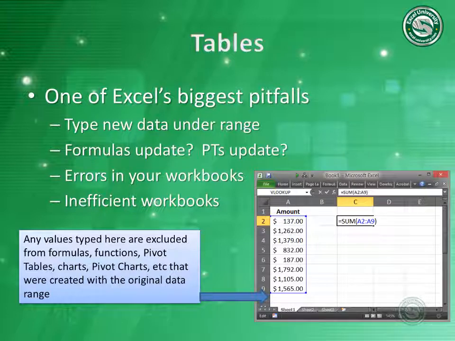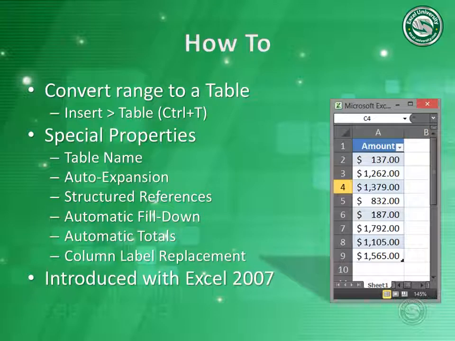Starting with Excel 2007, Microsoft addressed this issue in a wonderful way with the introduction of tables. To use the table feature, you start with an ordinary range of data, and then you convert it to a table or table object. It's easy to do. Start by selecting any cell in the range, and then use the Insert Table ribbon command. Or, if you prefer keyboard shortcuts, use Ctrl-T. Once you've converted the ordinary range into a table, you get access to many special properties.